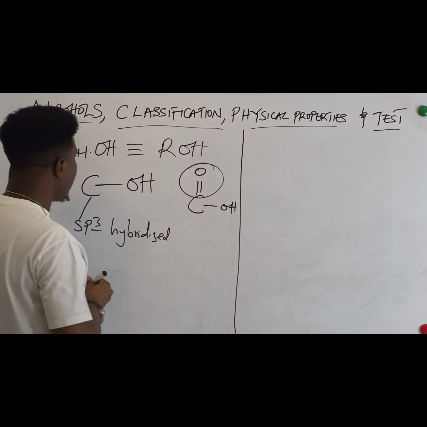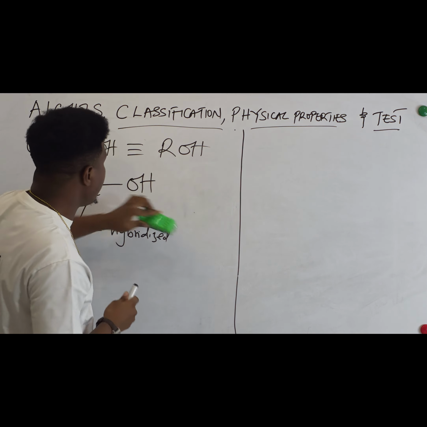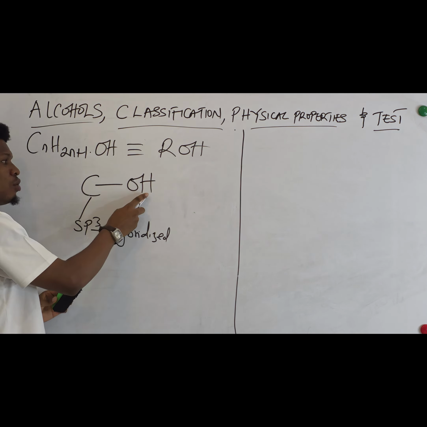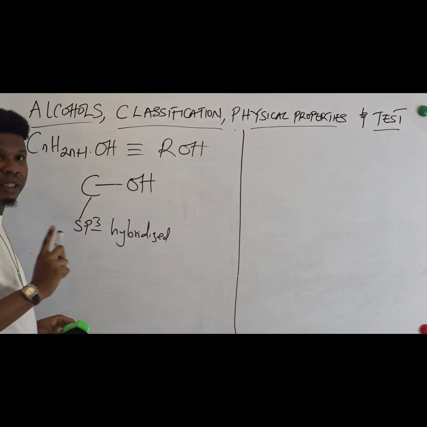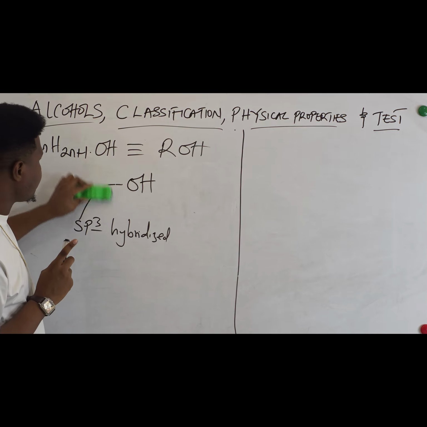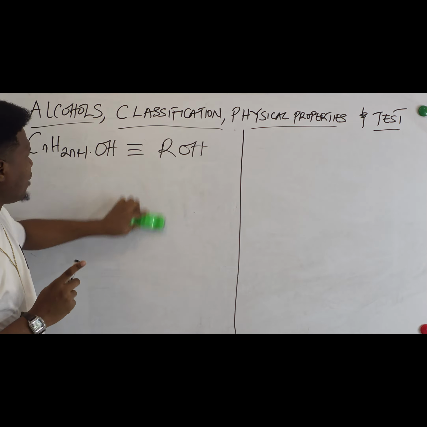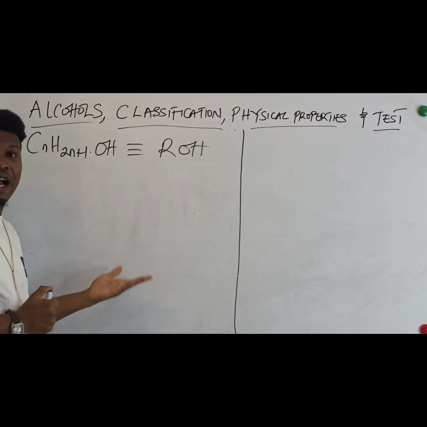So for it to be an alcohol, the carbon that is bearing that OH group must be sp3. That is, this carbon must be saturated. It must be a saturated hydrocarbon. So alcohols have the general formula CnH2n+1OH, and with this, we can generate as many alcohols as we want.